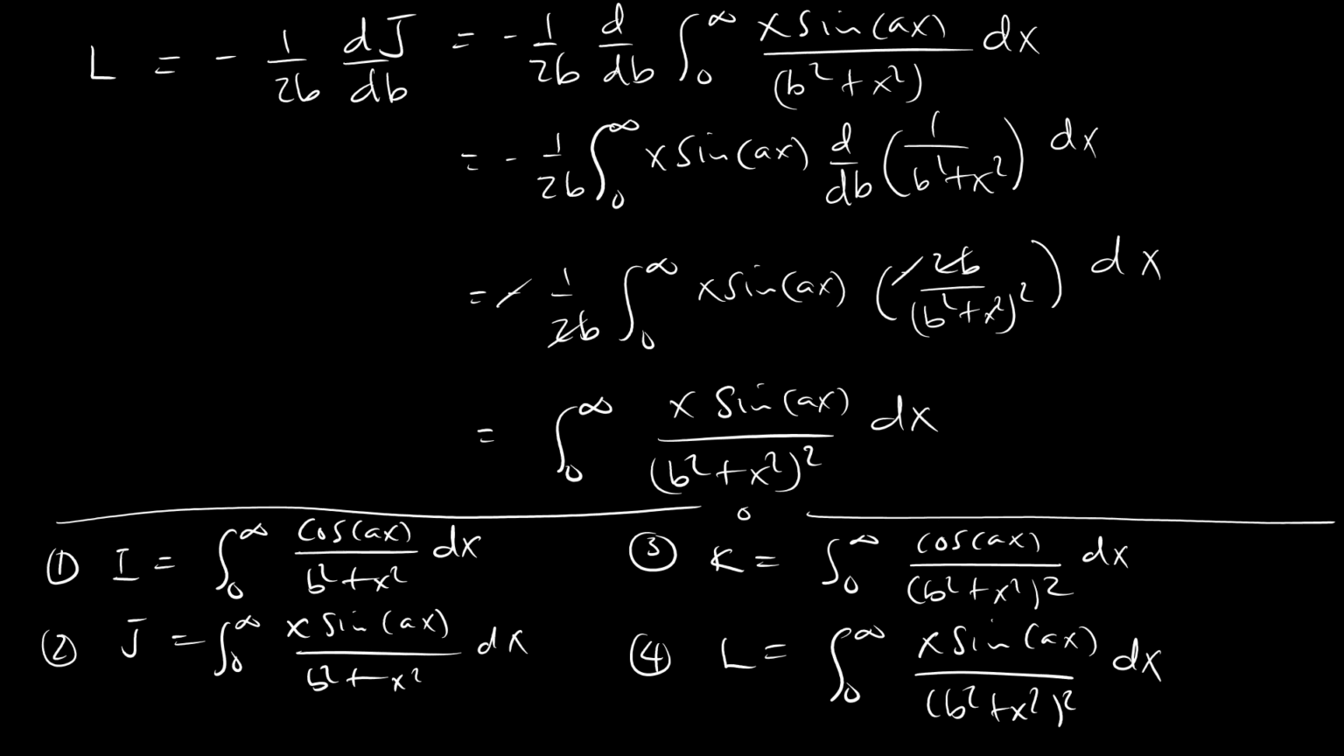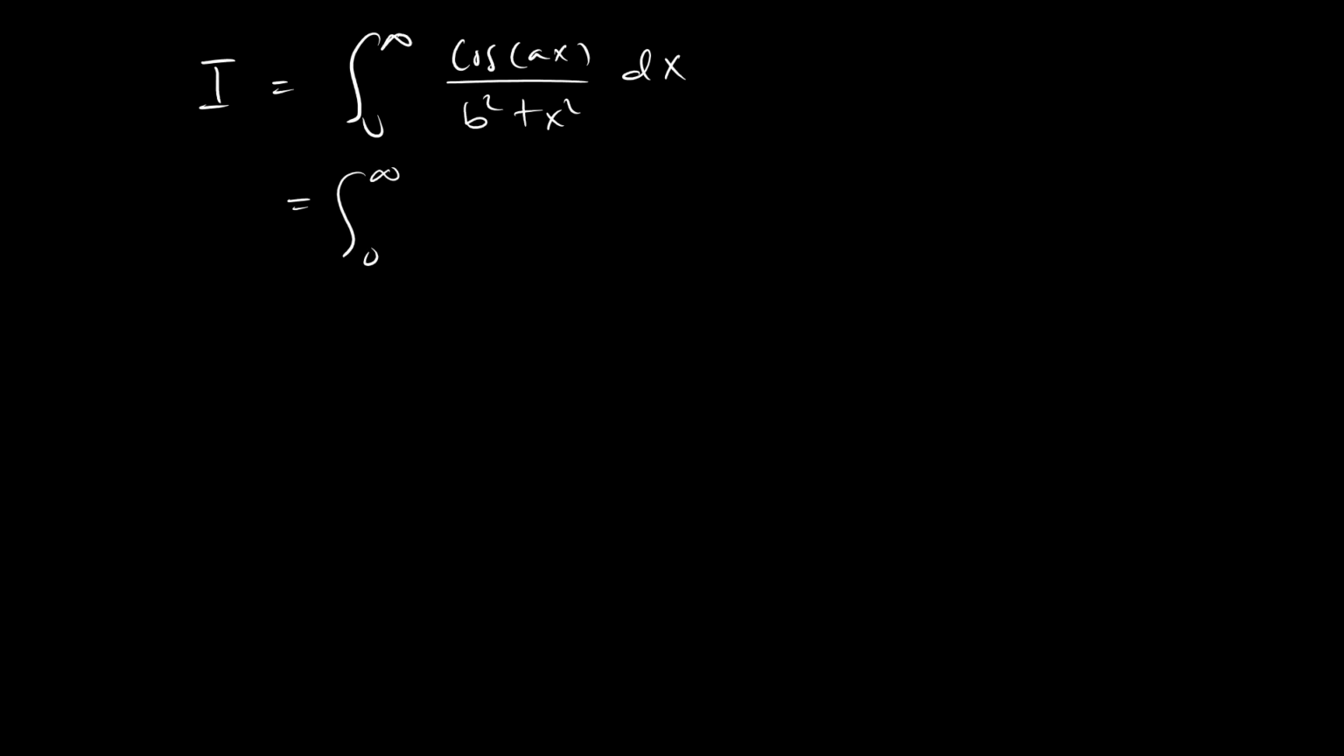Which is very interesting. So let's move forward and solve for I, and then from the solution of I, we can now solve for J, K, and L. So without much ado, now to our problem. I is equal to the definite integral of cosine of ax over b squared plus x squared. Let me rewrite this problem as a product of that.